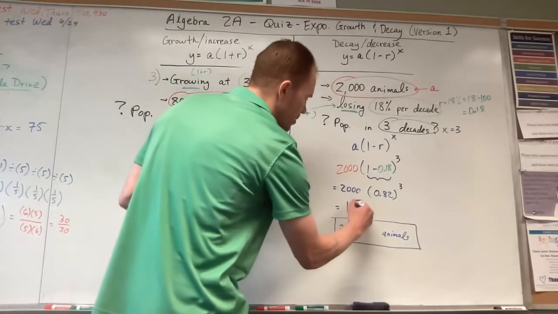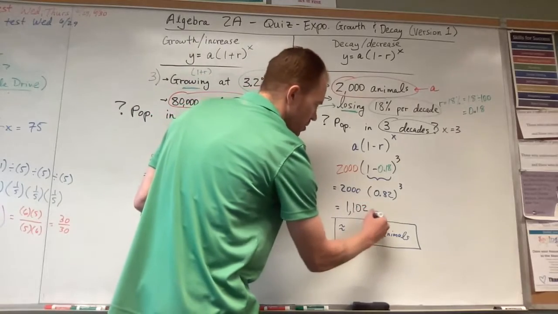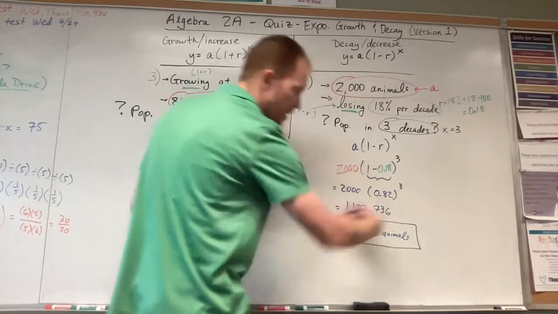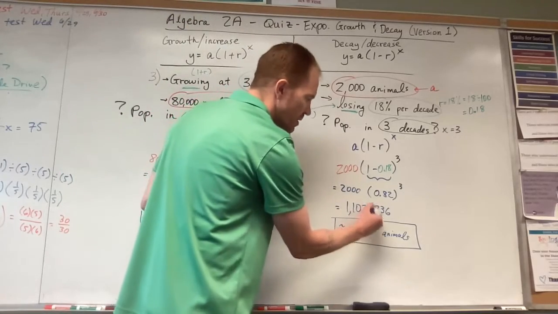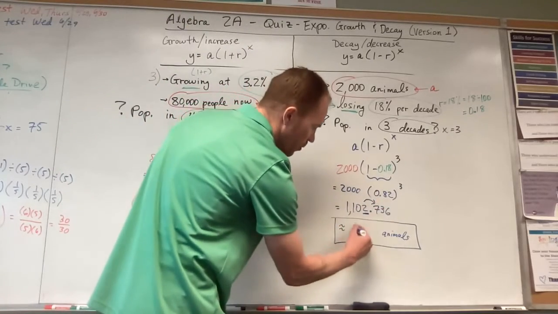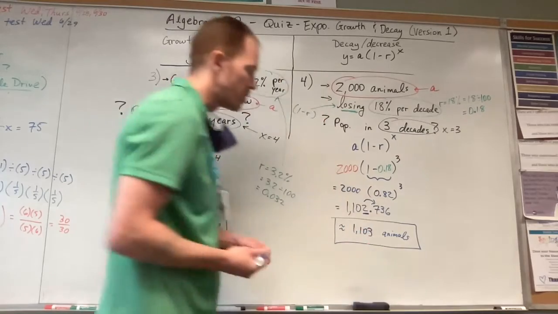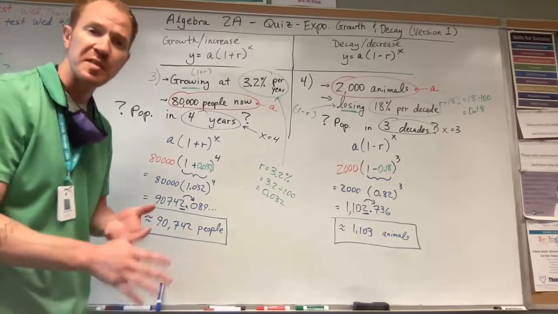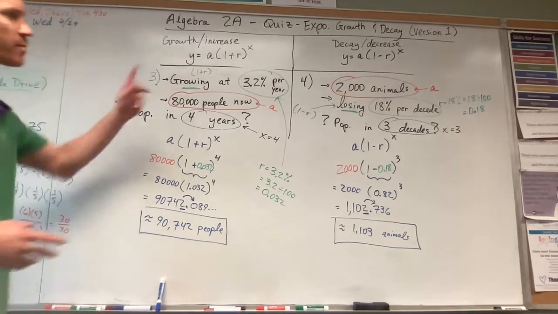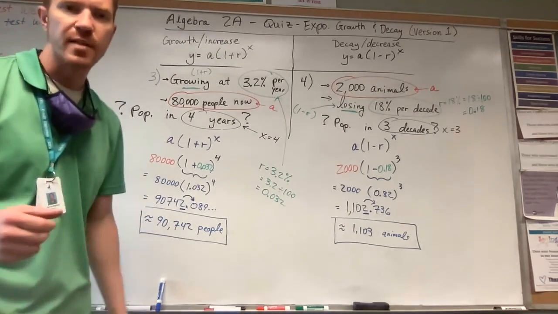All right, so there we go, 1,102.736. Yeah, so it's the same digits, just the decimal point moved over. But now I've got a 2 with a 7 next door, so that'll round us up to 1,103 animals. Okay, there we go. So a good thing I checked if my answer was reasonable. I caught my mistake. So there's 3 and 4. We'll do one more video for 5 and 6 from that quiz.